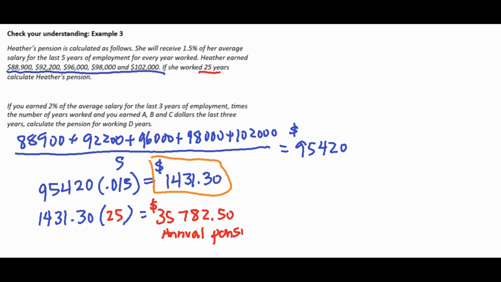So notice this is a big jump, right? She used to make an average of 95, and when she retires, she's going to make 35. So this is going to tell you that you really need to plan for retirement.